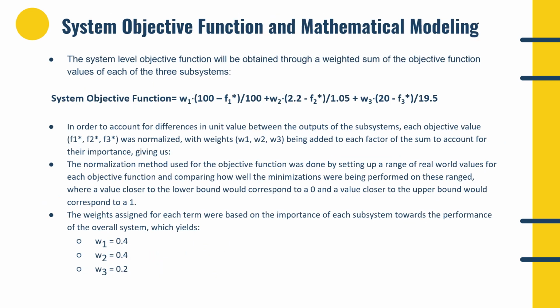Moving on to system-level objective function mathematical modeling, we can see here that the system-level objective function will be obtained through a weighted sum of the objective function values for each of the three subsystems. To account for the difference in unit values of the outputs of each subsystem, we normalized the outputs of each subsystem and also added weights to account for the importance of each one of them. The normalization method was done by setting up a range of real-world values for each objective function and comparing how well the minimizations were being performed on these ranges, with a value closer to the lower bound representing a 0 and one closer to the upper bound being a 1. And the weights for each subsystem are represented here.